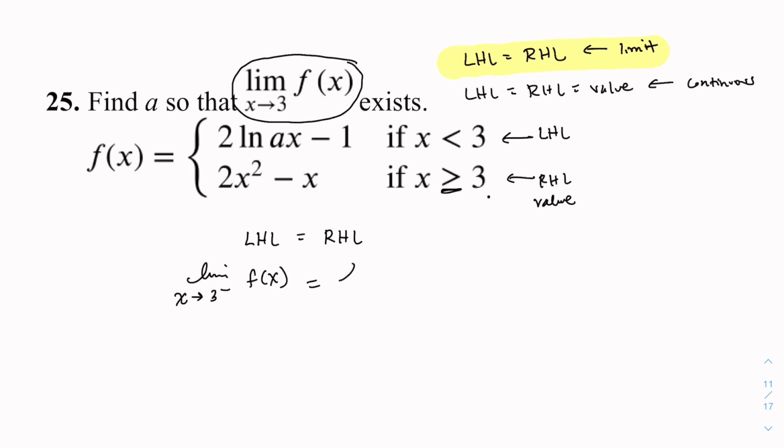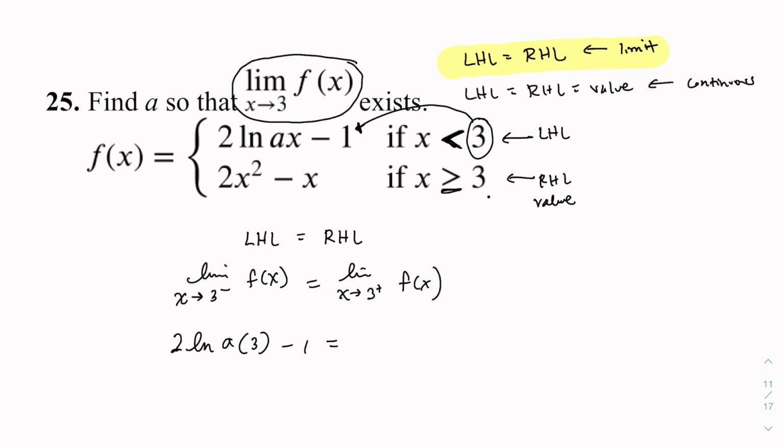That should equal the limit as x approaches 3 on the positive side for our function. So as x approaches 3 on the negative side, we'll be plugging in 3 into this function. It's for all the values that are less than 3. So let's plug it in. We get 2 natural log of a times 3 minus 1. That's the left-hand limit when x is approaching 3.